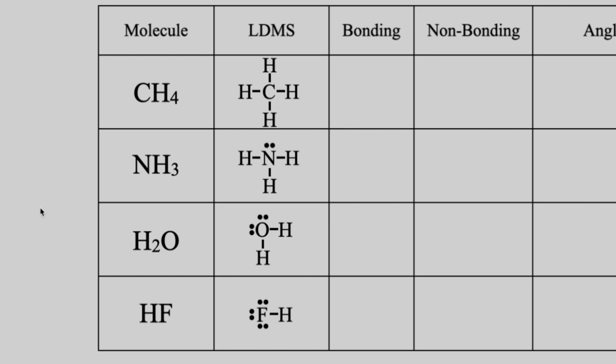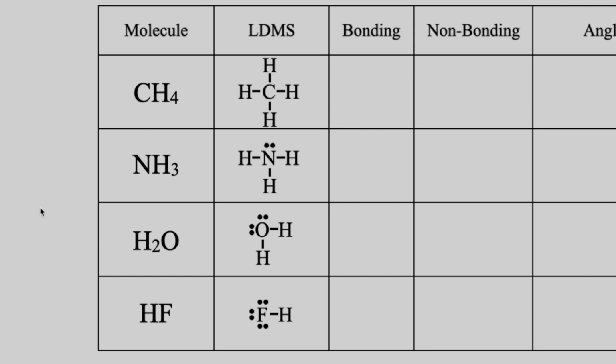Bonds. 4, 3, 2, and 1. And it doesn't matter which one you're looking at. What we've got is, as we go down, more lone pairs and less bonds. But guys, what about this? What do the number of bonds and lone pairs always add up to? 4. Right? The first one is 4 and 0. Then it's 3 and 1, 2 and 2, and then 1 and 3. Guys, they always add up to 4.